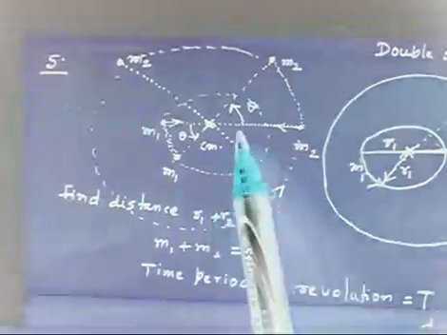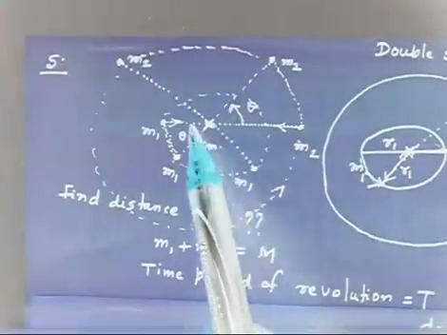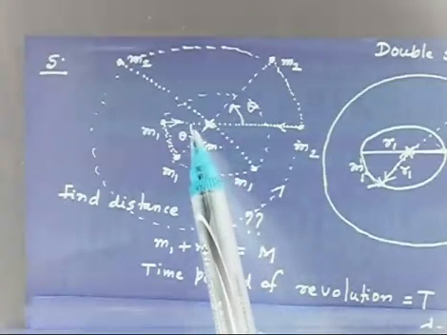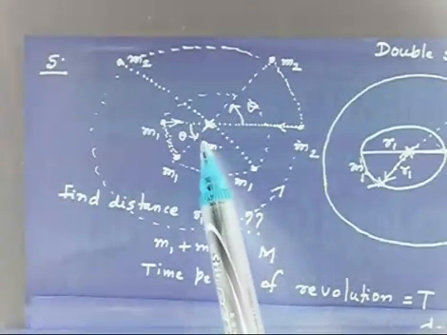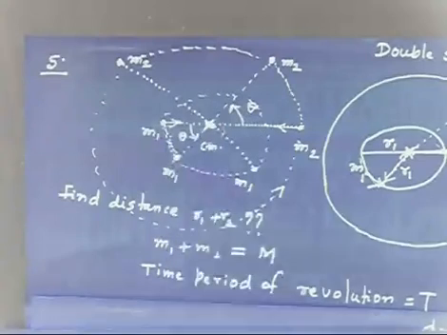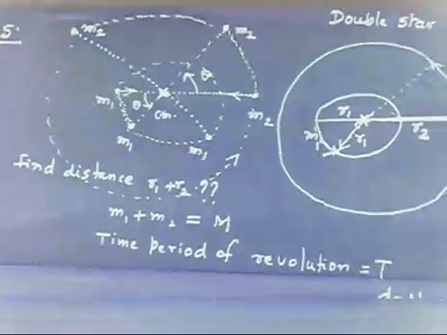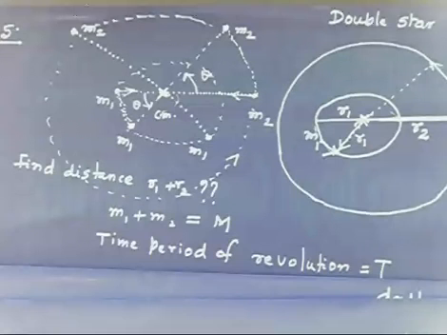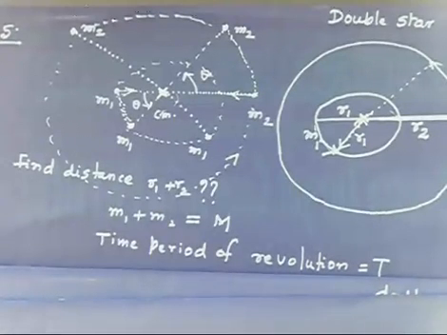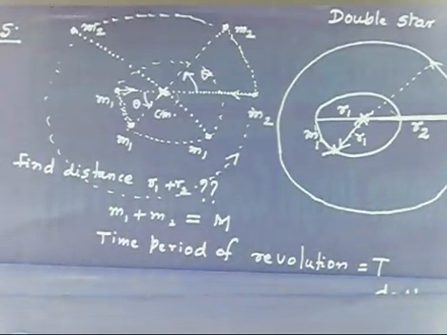You see here itself, if this goes by theta angle, this also goes by theta angle. So if this completes one circle, this also completes one circle. So the time period for both will be the same. Let's just say this time period is capital T.